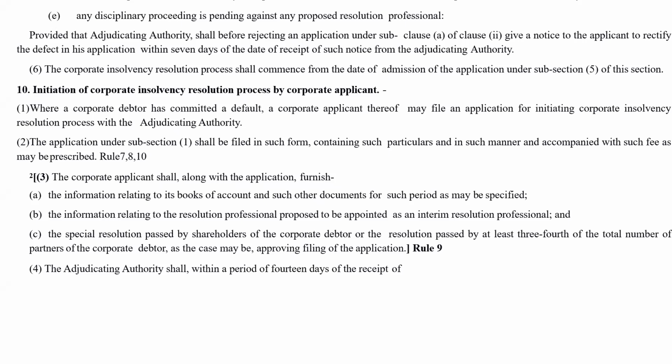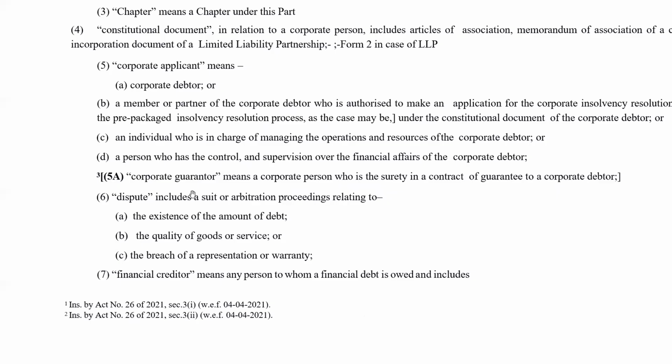Okay. Now, what is the meaning of corporate applicant? Before reading section 10, let us see the meaning of corporate applicant. The definition of corporate applicant is given in section 5, subsection 5. Corporate applicant means a corporate debtor, or for simple understanding, you can say a member or partner of the corporate debtor. Basically, it will be in the case of LLP. So a member or partner of the corporate debtor who is authorized to make an application for CIRP.